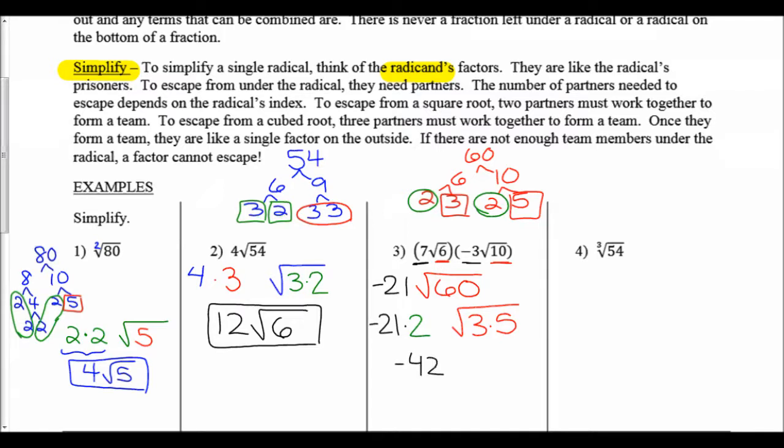Negative 21 times 2 is negative 42. Underneath the square root, I have 3 times 5, which is 15. And my radical has been simplified.